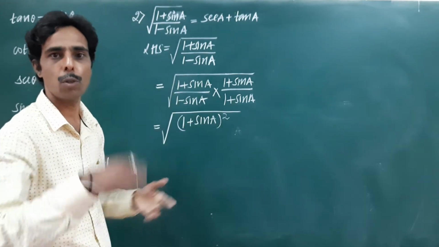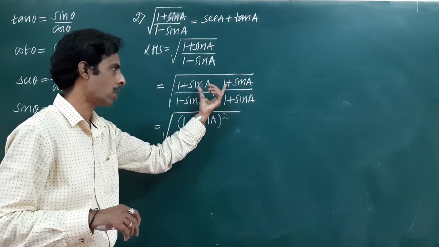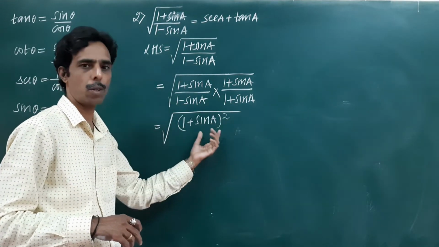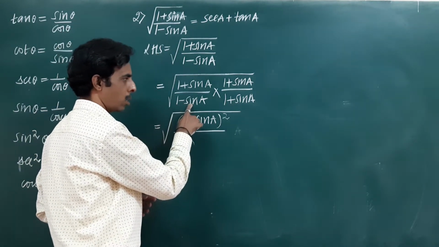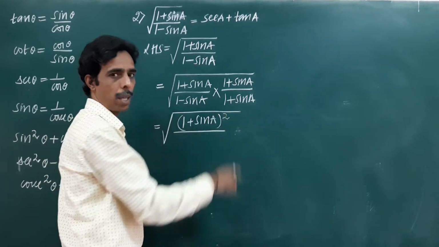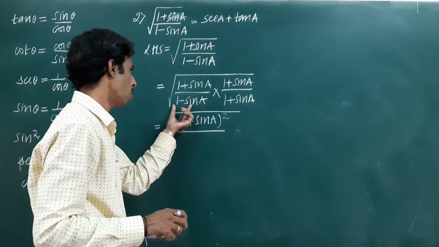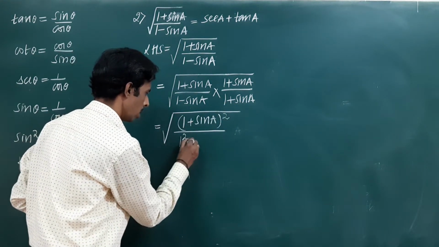x into x, how will you write it? x square, like this only. If the same terms are there with a multiplication in between, multiply the terms and write the square to that term. This whole divided by a minus b into a plus b, it can be written as a square minus b square. So 1 minus sin a into 1 plus sin a can be written as 1 square minus sin square a.